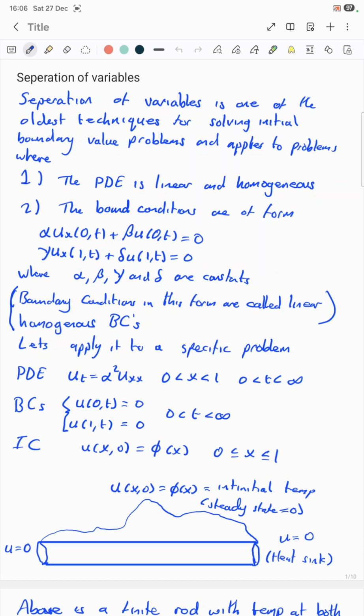Now this is separation of variables for engineering diffusion type problems. Separation of variables is one of the oldest techniques for solving initial boundary value problems, and applies to problems where 1, the PDE is linear and homogeneous, and 2, the boundary conditions are of the form given here, where alpha, beta, gamma, then delta are constants. Boundary conditions in this form are called linear homogeneous boundary conditions.